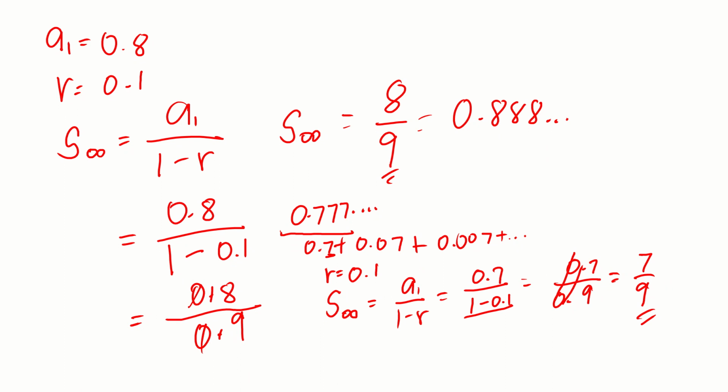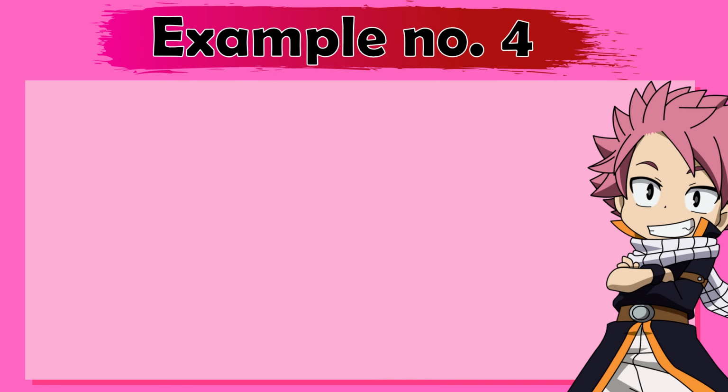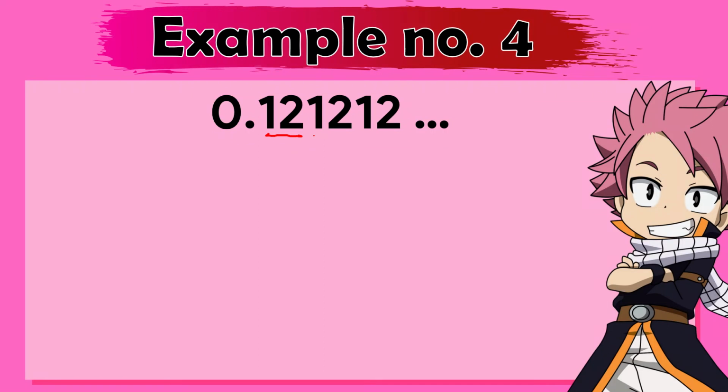Okay po, let's have another one. Paano kaya kung dalawang digits na yung nag-uulit? Let's have example number 4. So 0.12121 and so on. So with this example naman, nakita natin na ang nauulit naman po is yung digit na 1 and 2.